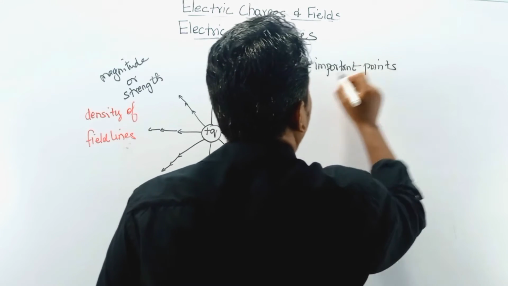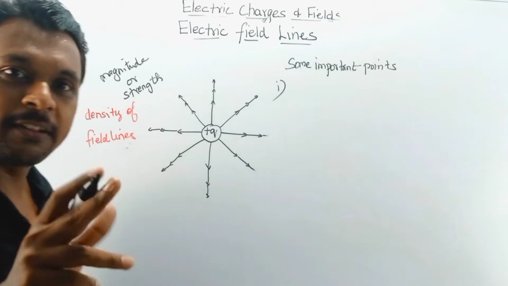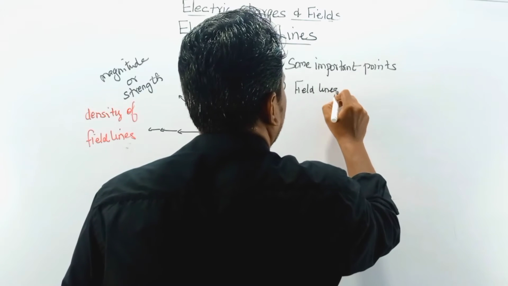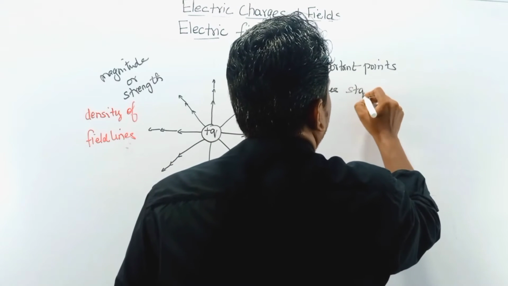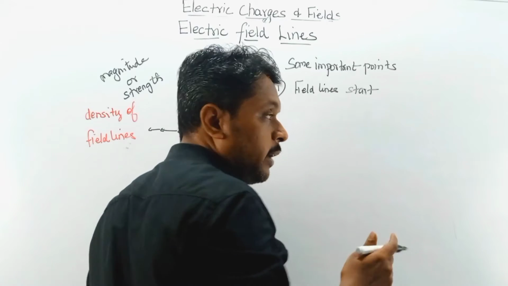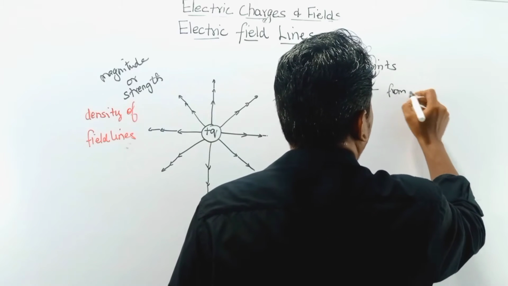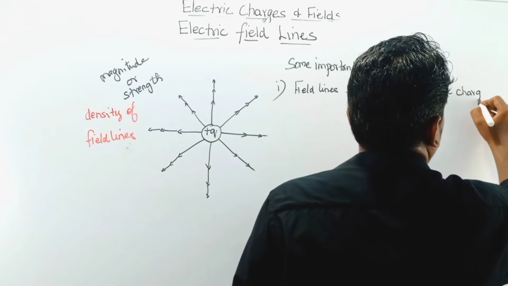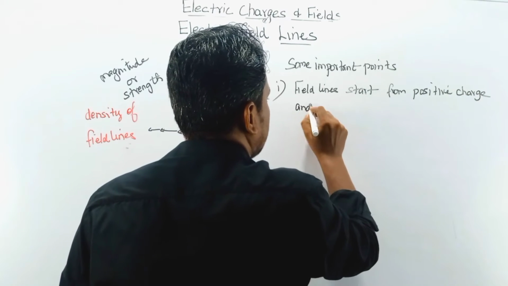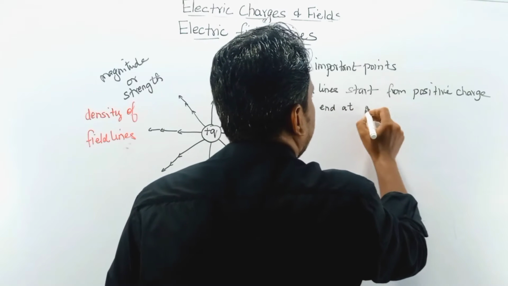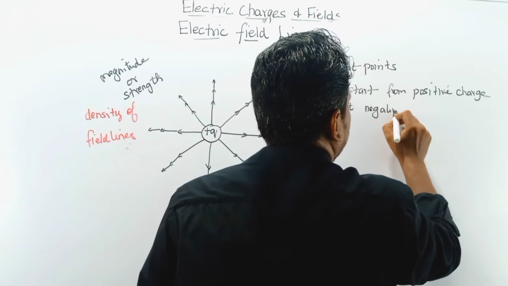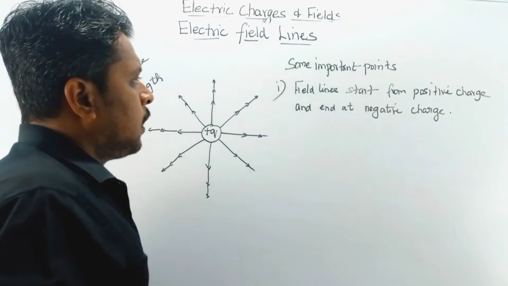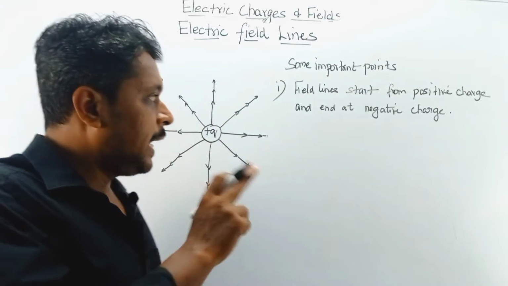Some important points about electric field lines. See that field lines, meaning electric field lines, start from positive charge and end at negative charge. So field lines start from positive charge and end at negative charge.